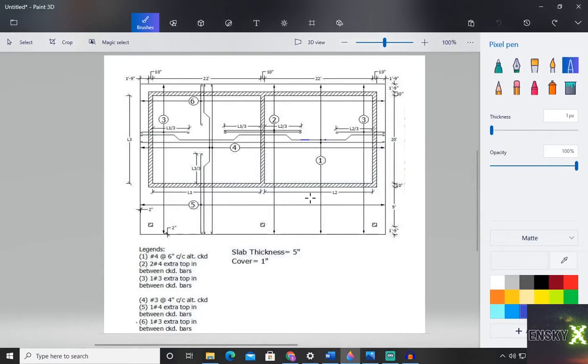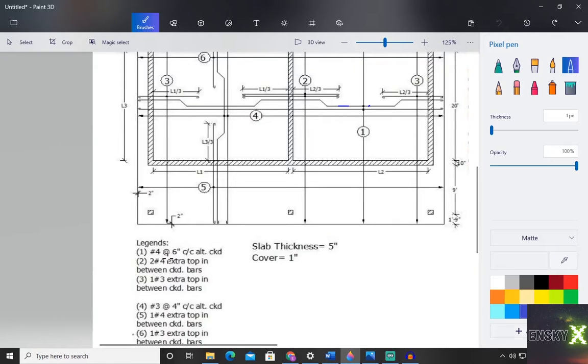Hello guys, today we are going to talk about slab reinforcement estimation. So from this design, we will find out how much rebar we will need to reinforce the slab. To find out the total number of rebars, we have to first look at these legends.